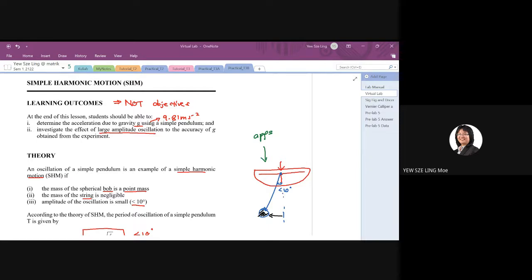No questions? Okay, good. So I don't want you to make the same mistake again like you did in your experiment 2. Make sure the pendulum bob is far away from the wall.